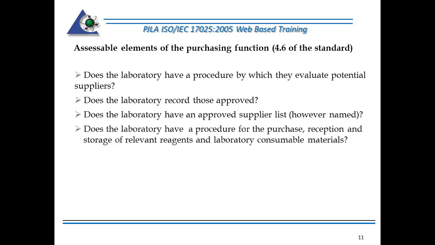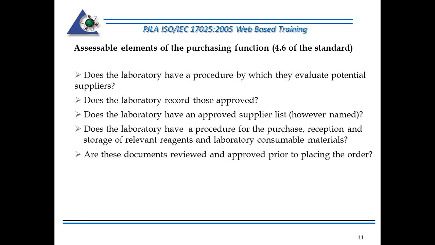Does your laboratory have a procedure for the purchase, reception, and storage of relevant reagents and laboratory consumable materials? If you use these types of things, you should have a procedure that defines how you purchase them, what you do as far as receiving activities, confirming that you got what you needed, what you required, and that the documentation that comes with it is correct, complete, and appropriate. How do you store it? Those things need to be specified in your procedure.